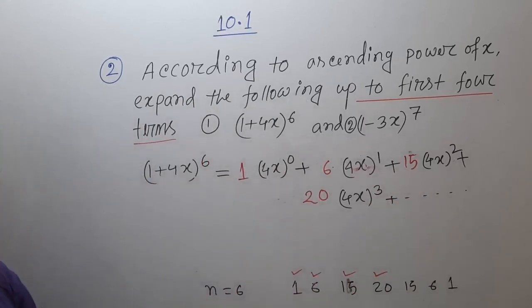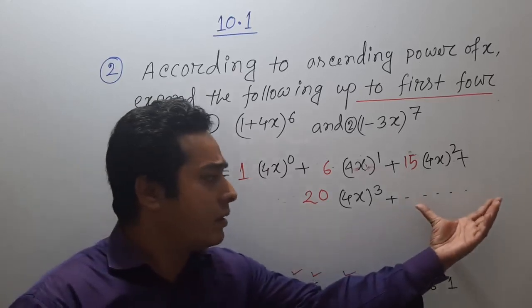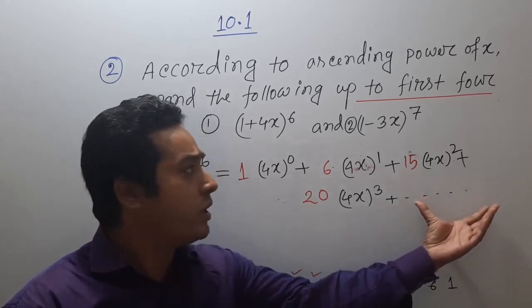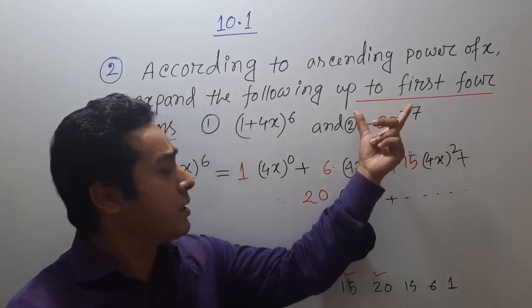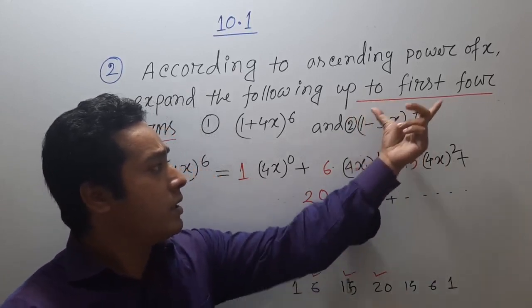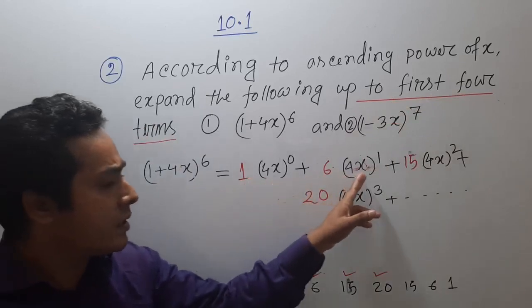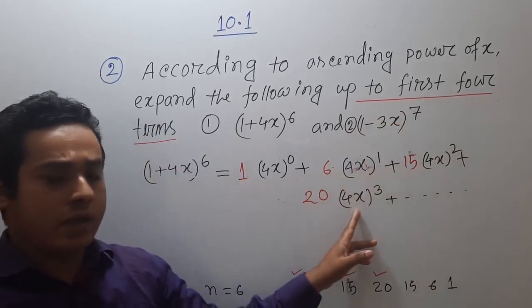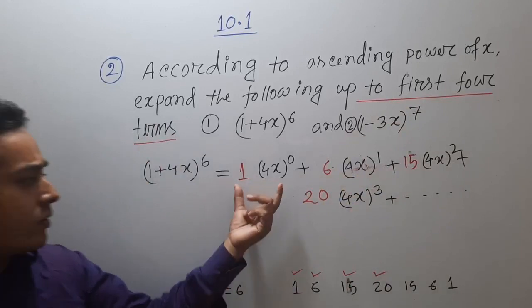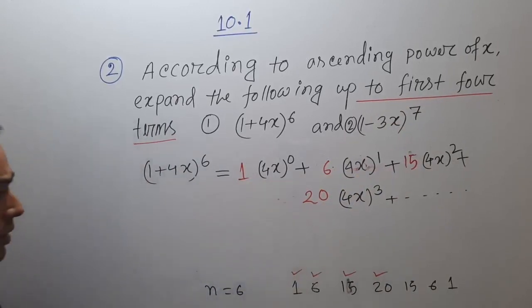Dot dot, because we have other terms, but there is no need for them because our question needs the first 4 terms. So here the first term, second term, third term and fourth term.